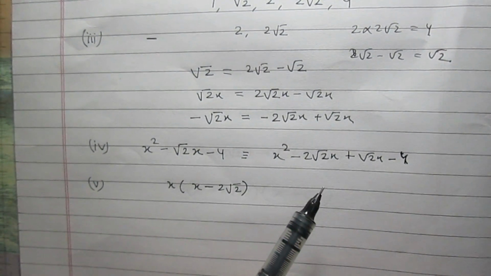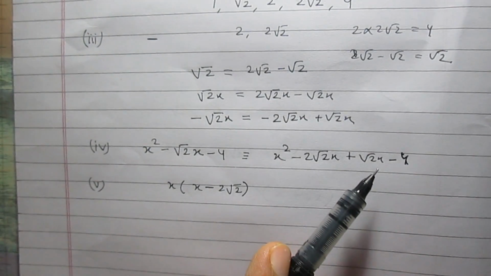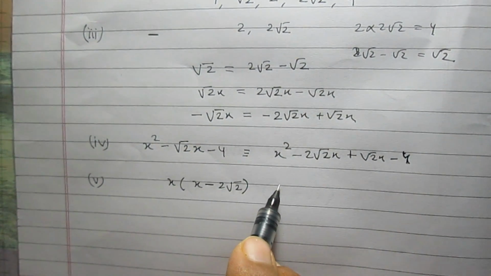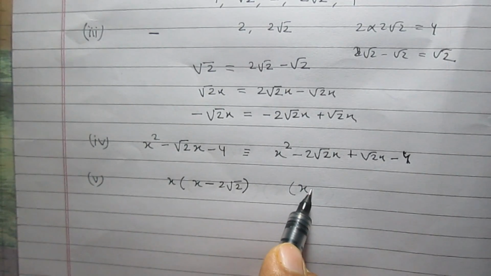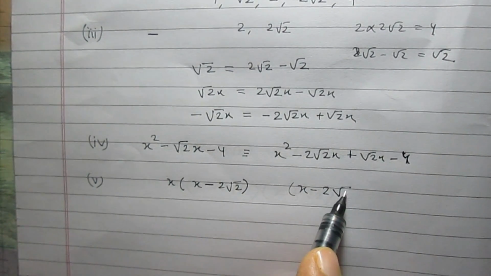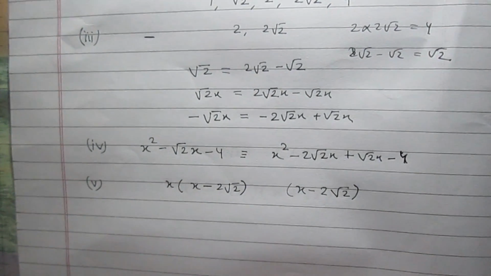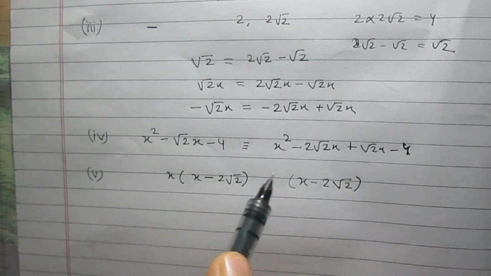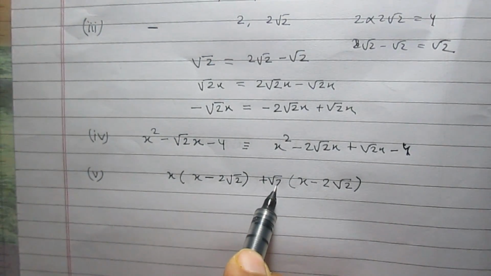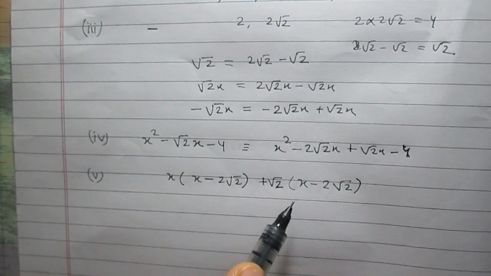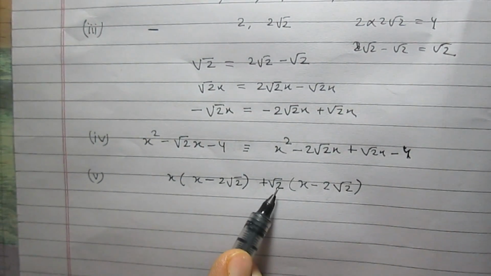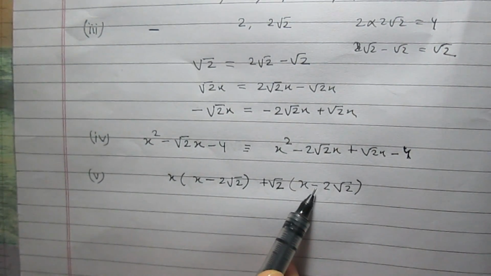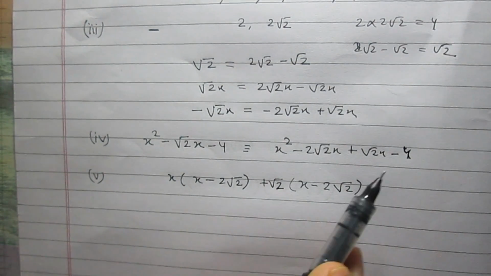Okay. Now we will factorize the last two terms. The last two terms must be factorized such that one of the factors must be x minus twice of root 2. Okay, so one of the factors is x minus twice of root 2, so other factor will be plus square root 2. Once again you can check the factorization is correct or not. Square root 2 in multiplication with x is square root 2x. Square root 2 in multiplication with minus twice of square root 2 is minus 4.